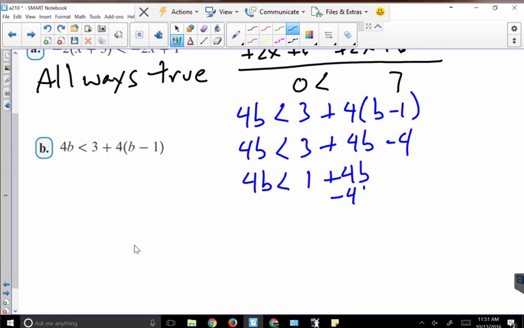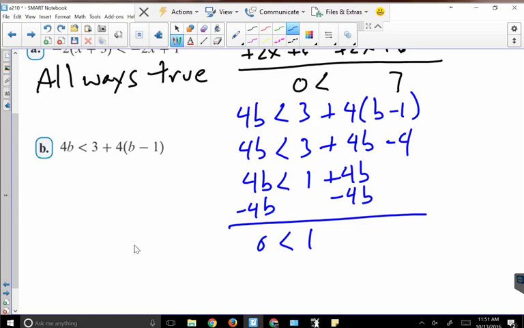Subtract 4b from both sides, and I end up with 0 less than 1. Is that true? So does this always have to be true? Yeah, it's just another situation that is always true.